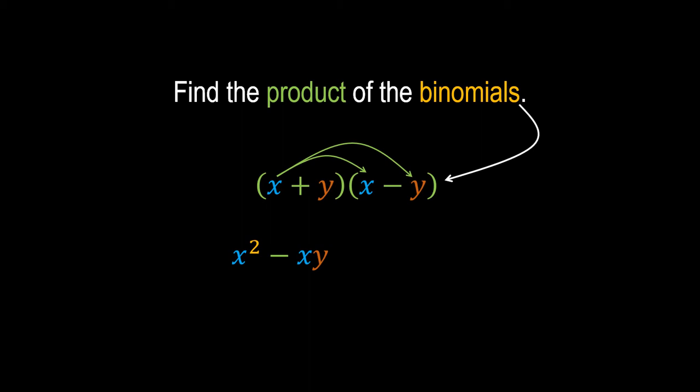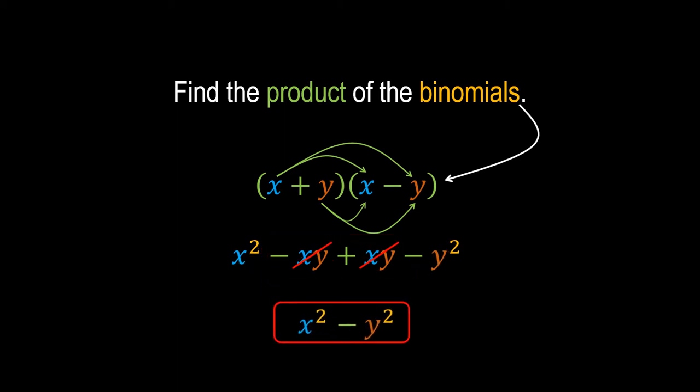Next we have y in the first binomial, so multiplying y with x, which is positive xy, and then multiplying positive y with negative y, we have negative y squared. This is simple multiplication of monomials. Now we need to combine the like terms. These two terms are like, and one is positive and the other is negative, so they will be cancelled out like this and we will be left with x squared minus y squared.